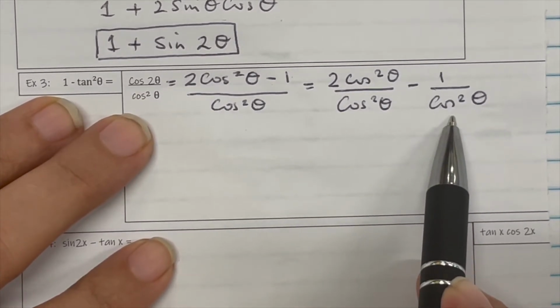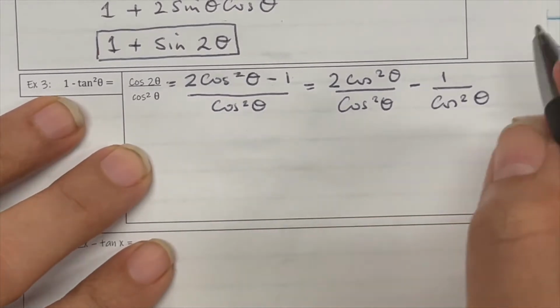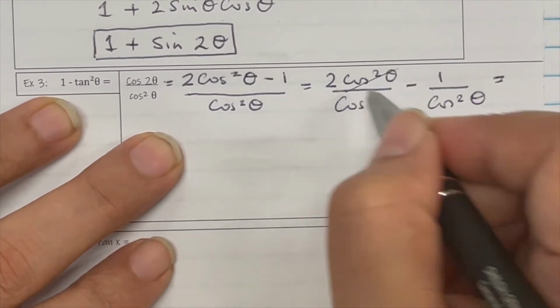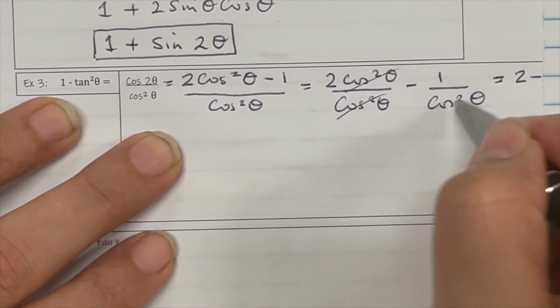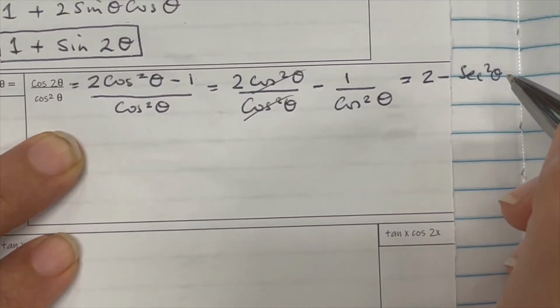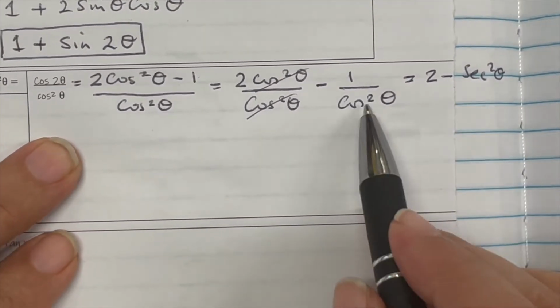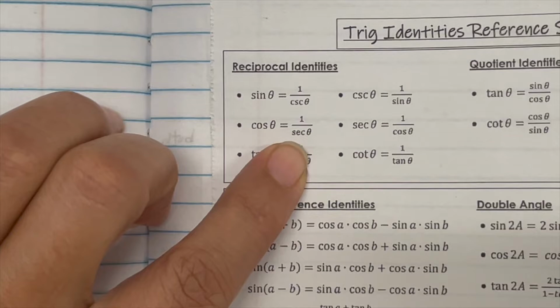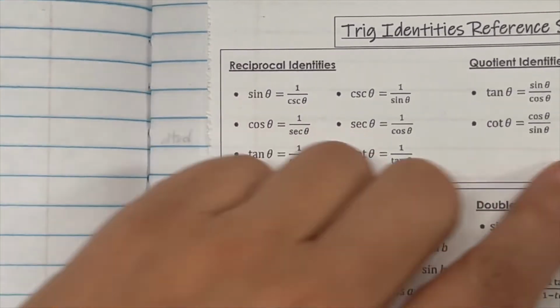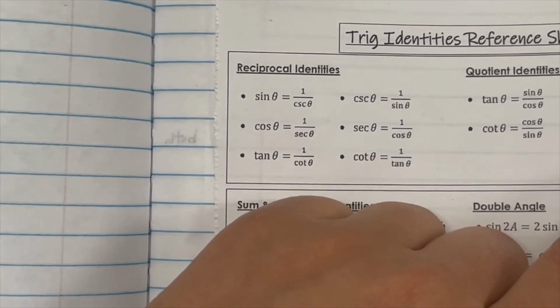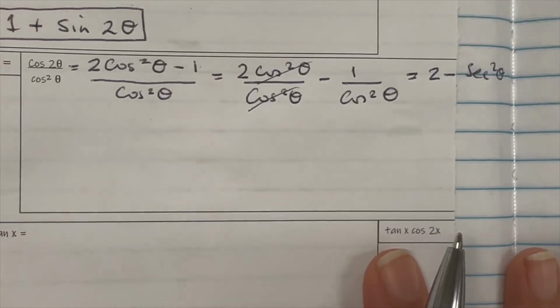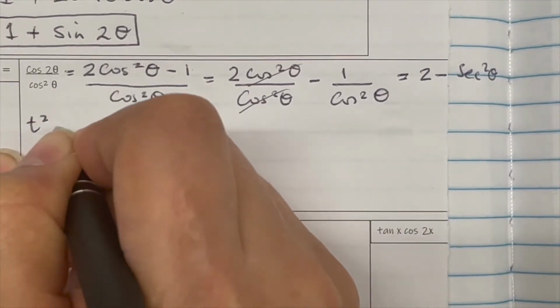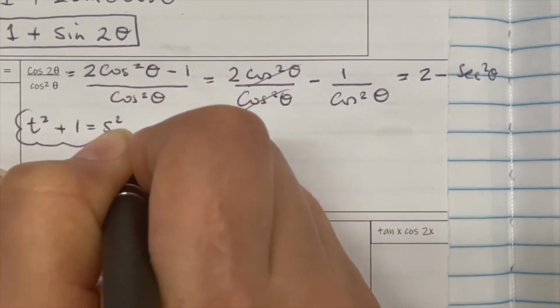All right, so I'm going to replace cosine 2 theta with that. Then cosine squared is cosine squared. I'm going to separate the fractions. So I'm going to put the first part over cosine squared and then the second part over cosine squared. Okay, now that we've done that, what can we do? All right, well, I can simplify the first fraction. Those cross out and leaves just 2. Minus 1 over cosine squared is what? Secant. So that's going to be 2 minus secant squared.